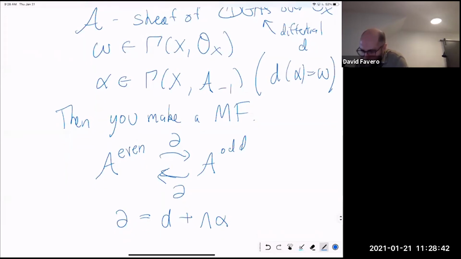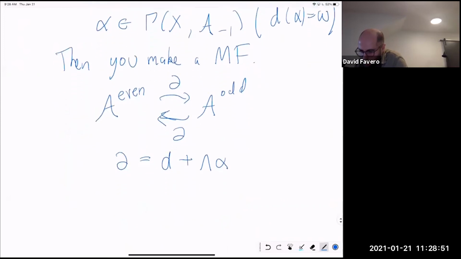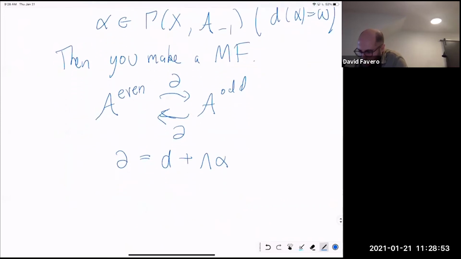So then the graded Leibniz rule implies delta squared is W. Okay.